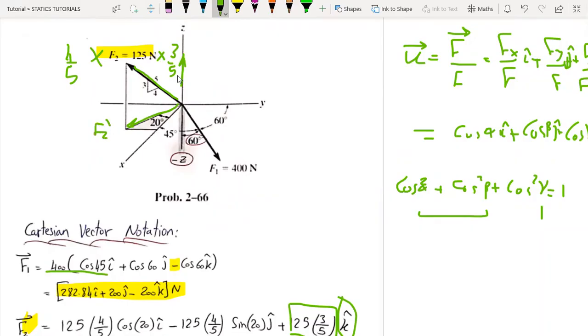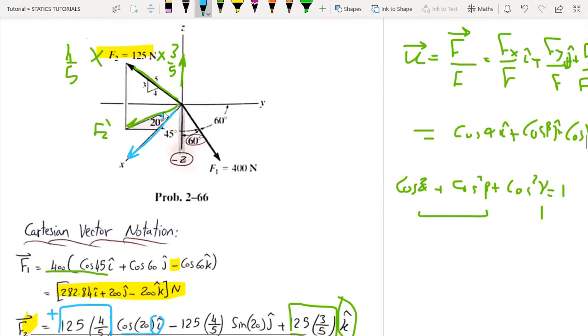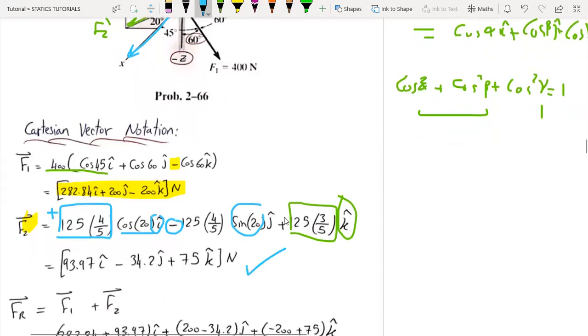Then for F2 prime, if we multiply by cosine 20, we'll get the component in the positive x-axis. So here we can notice 125, 4 over 5, which is F2 prime, cosine 20, and it is a positive value in the x-axis. And if we use sine 20, we'll get this component, but with a negative sign because it is the negative y-axis. So minus 125, 4 over 5, multiplied by sine 20, and we will get the vector in newtons.